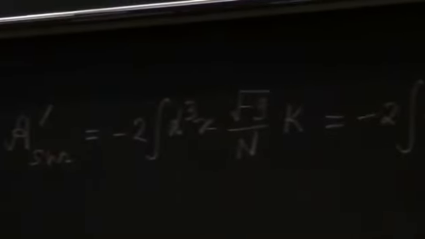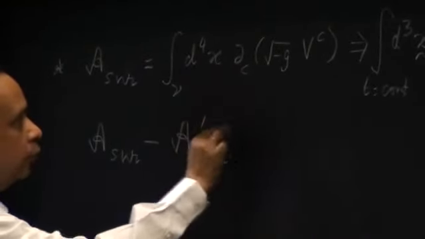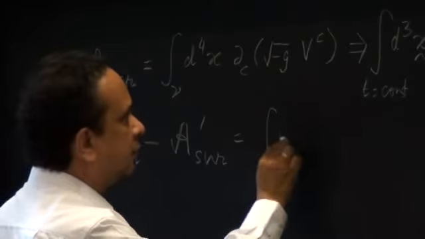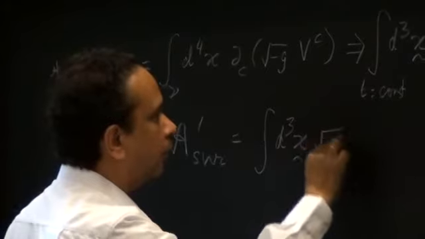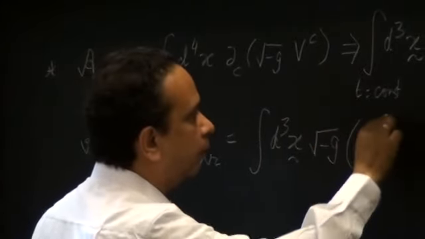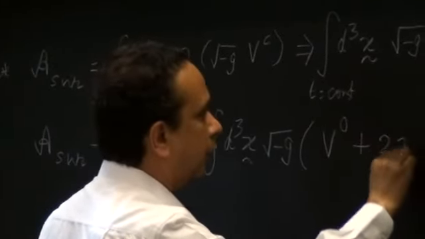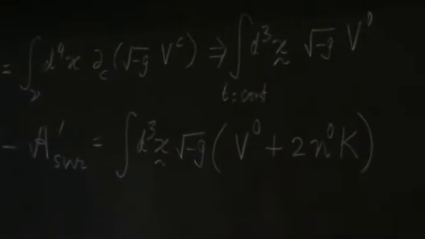Okay. So I have these two surface terms, and what I want to compute is the difference between these two. So that is A surface minus A surface prime. So that is given by essentially integral over d3x root minus g V0 plus 2 N0 k. This I think is correct.